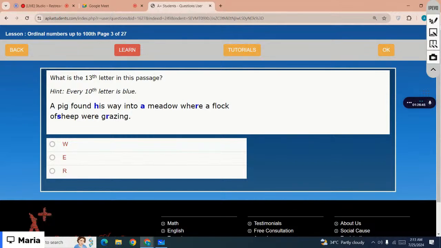Yes, the correct option is W. W is at the 15th position. The correct option, 13th position. The correct option is W.